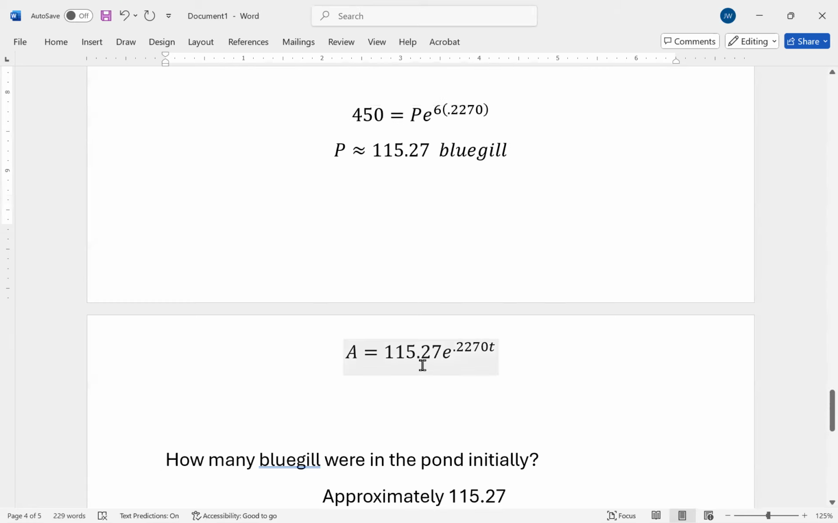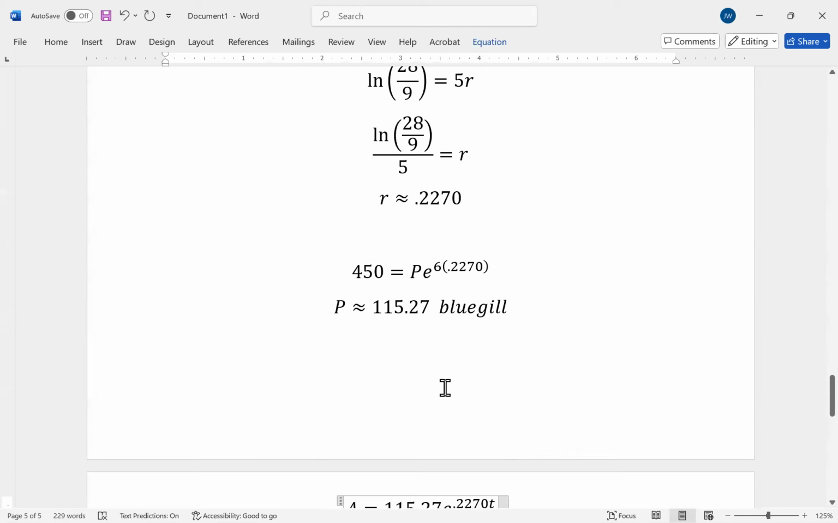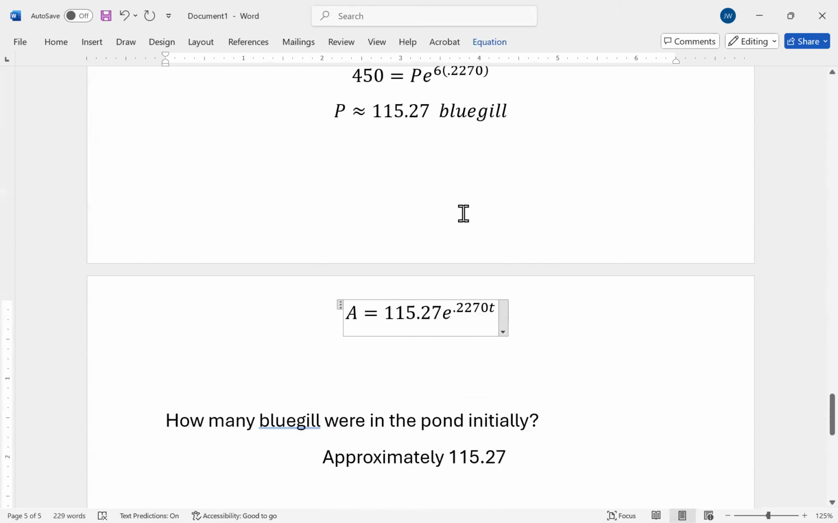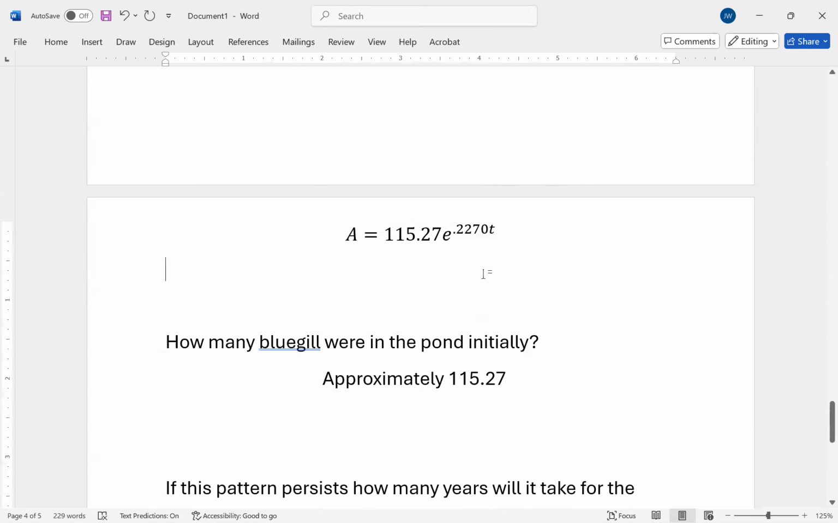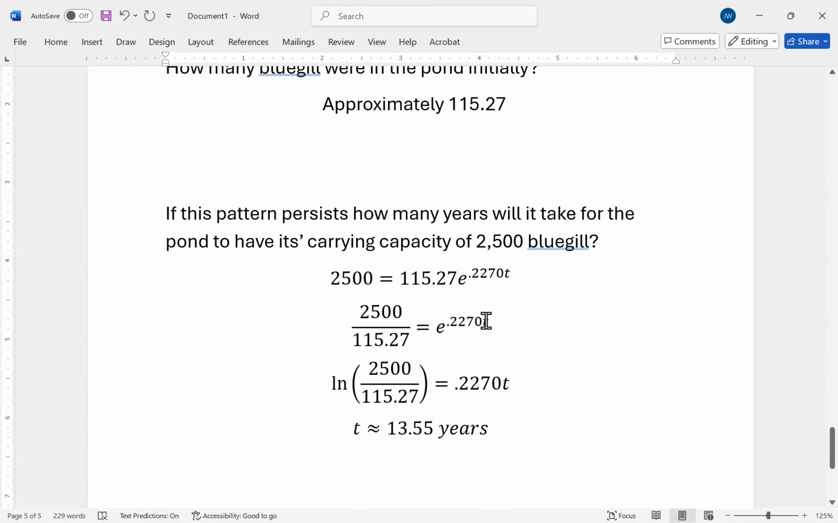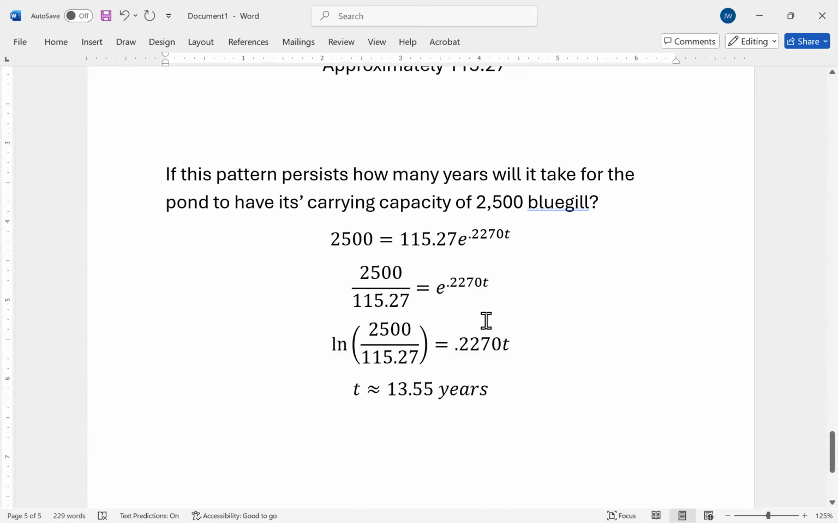Again, some people may want you to round the initial amount to a whole number. Sometimes the R value, they may want you to round to 2 decimal places, or maybe they'll want you to round to 4, but that's all the same technique aside from just rounding differences. So there we go.